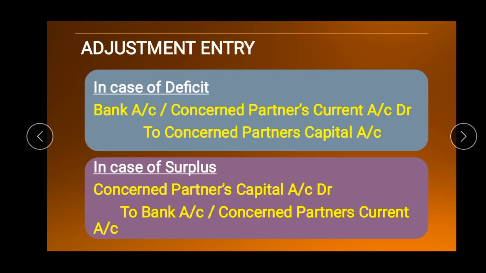And in case of surplus, the reverse entry is passed, because he will withdraw the excess money, the surplus money. So the concerned partner's capital account is debited here because his capital decreases. He is withdrawing his surplus money to the bank account or the concerned partner's current account. So this is the first case. Let's do one numerical here.